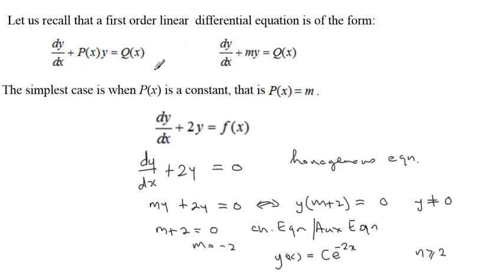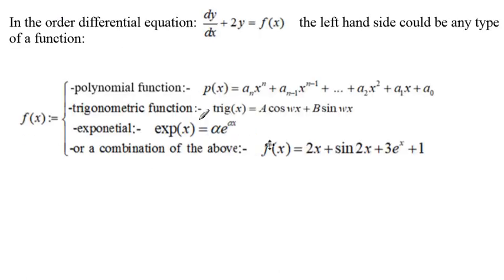Looking at this equation, we also note that we've got the right hand side here, which is q, and we should understand that q, the right hand side of the equation, can be a function of any type, which could be a polynomial function, or a trigonometric function. Here I just write trig of x, meaning a trigonometric function which you can express this way in general. Or f could be an exponential function which could be expressed as alpha e to the power ax. Or in general, this could be a combination of the above.